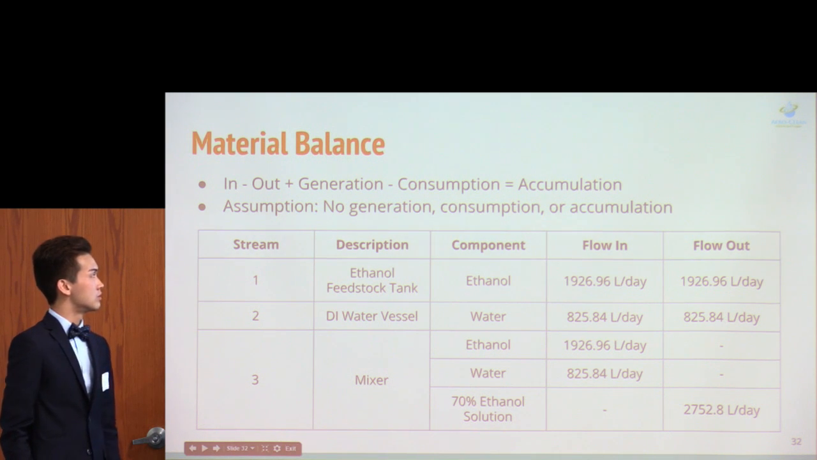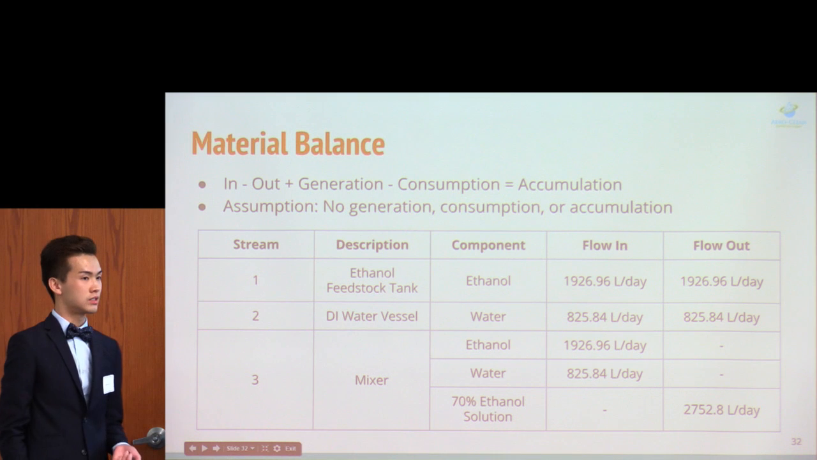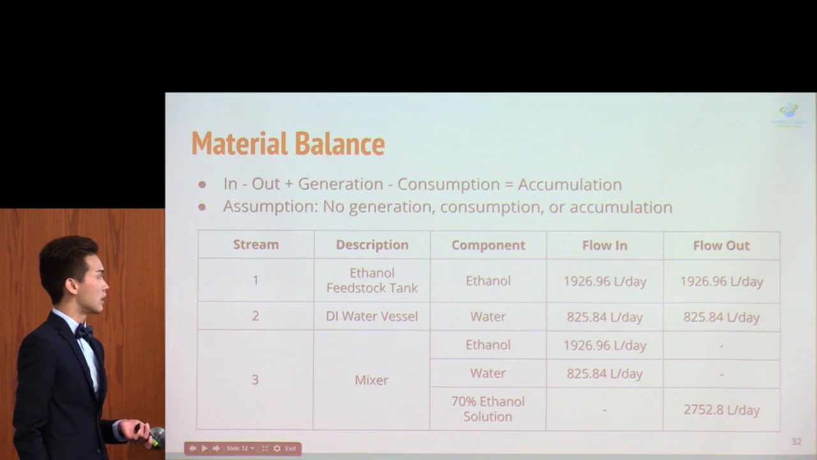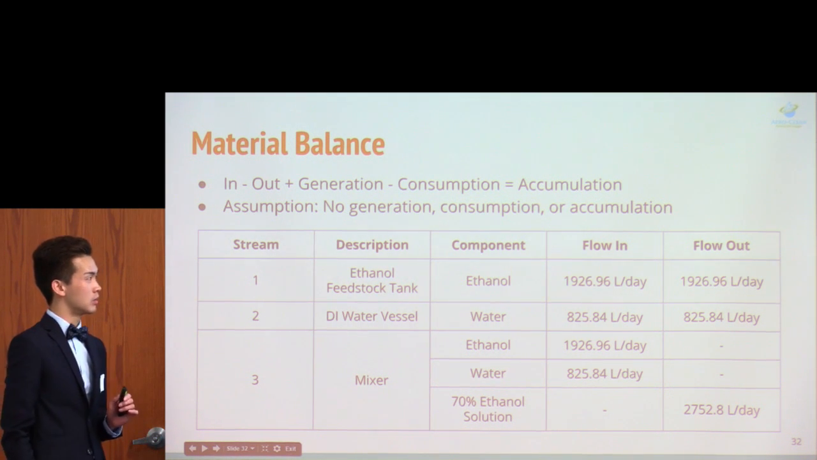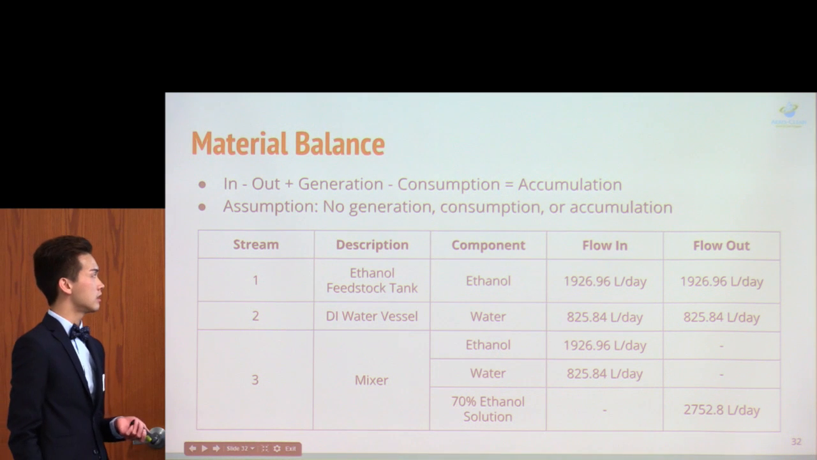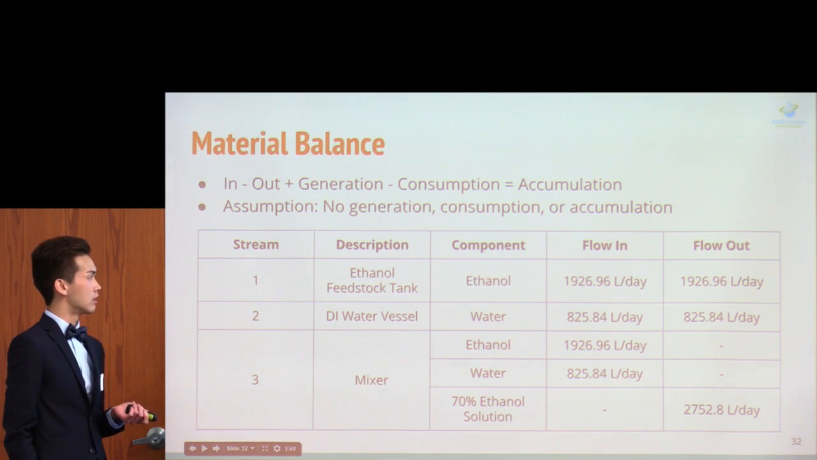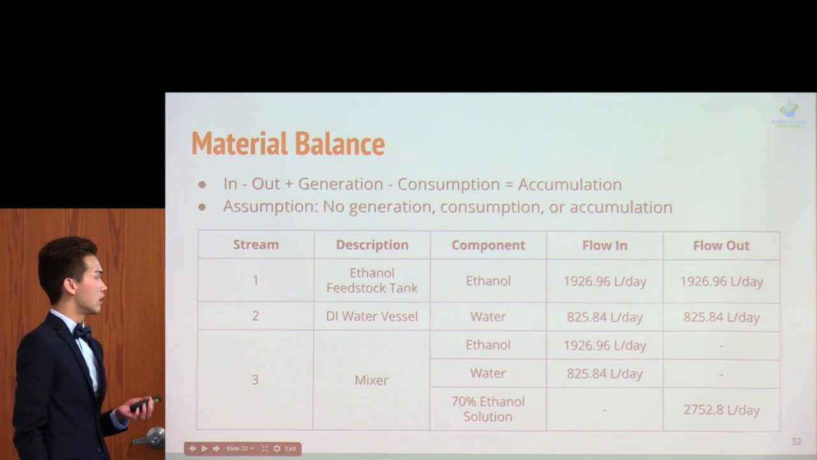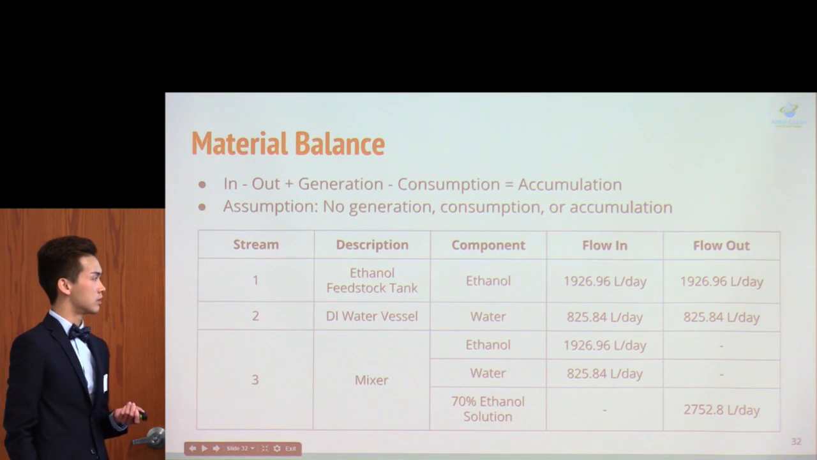Our material balance was relatively simple. We're assuming that there's no generation, consumption, or accumulation in the system. So the first stream is the ethanol. It flows in at approximately 1,900 liters a day. The water tank will flow at approximately 800 liters a day. And then the mixer will develop the solution at 2,750 liters per day.